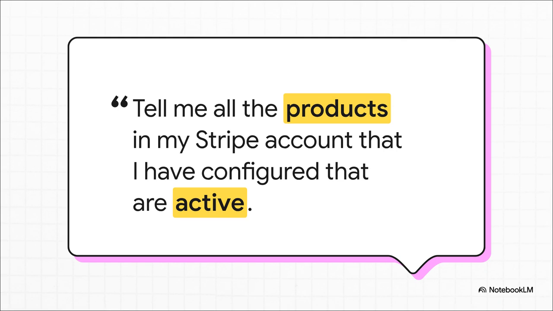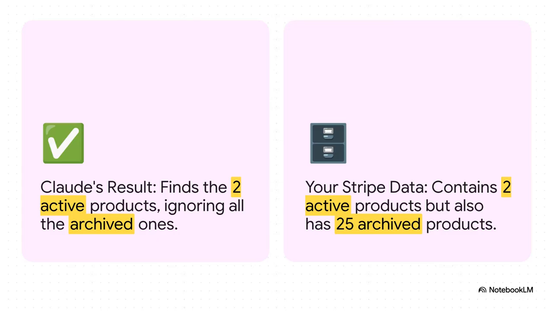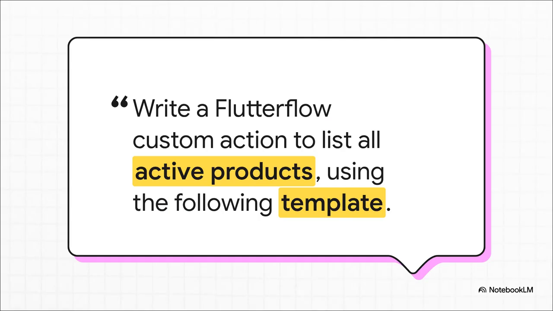You can ask a simple question in plain English asking for a really specific subset of your products. You only want the ones that are currently active. And boom, this is that context in action. In this example, your Stripe account has 27 products, but 25 of them are archived. Because of MCP, Claude doesn't just see a generic list of products, it sees your specific data, and it correctly ignores all the archived ones to find only the two that are active. It gets it right.